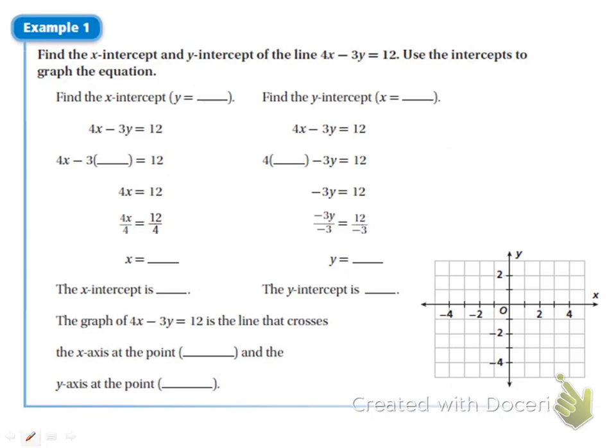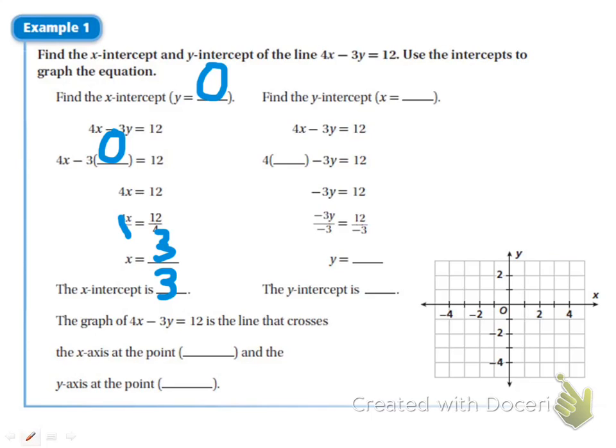Okay, let's work on number 1. Example number 1. Find the x-intercept and the y-intercept of the line 4x minus 3y equals 12. So we're going to use these intercepts to graph the equation. My x-intercept is when y is 0. So if I put in y is 0, then 4 divided by 4 is 1. That leaves me with 1x. And 12 divided by 4 is 3. So my x-intercept is 3.